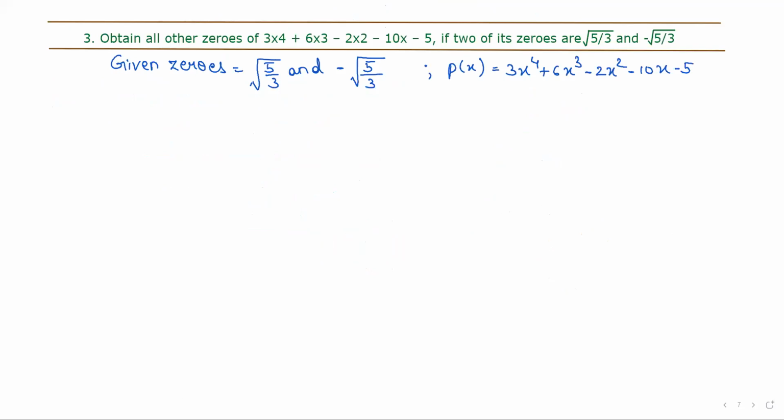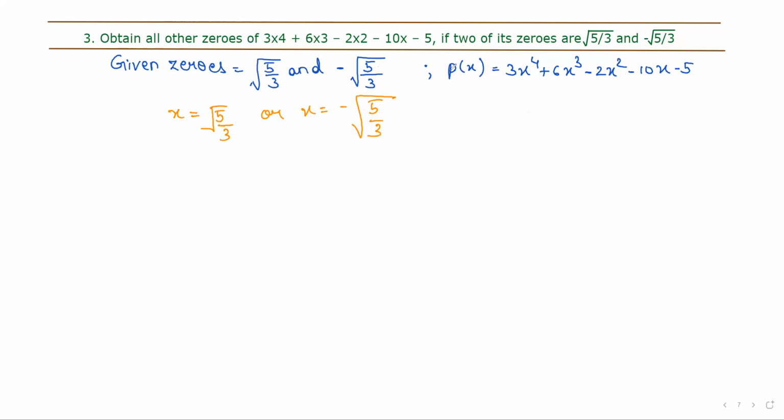Hope this is clear. In the next question, we have to obtain all other zeros of 3x to the power 4 plus 6x cubed minus 2x squared minus 10x minus 5, if two of the zeros are root of 5 by 3 and root of minus 5 by 3. Two zeros are given. The variable used is x. So if zeros are given, your x value is equal to either root 5 by 3 or x value is equal to minus root 5 by 3.